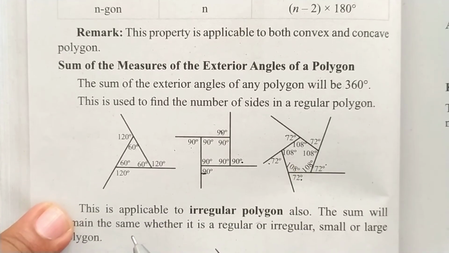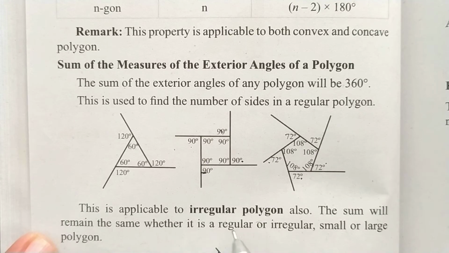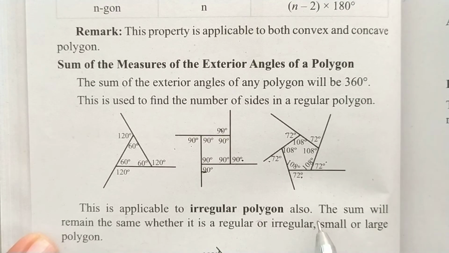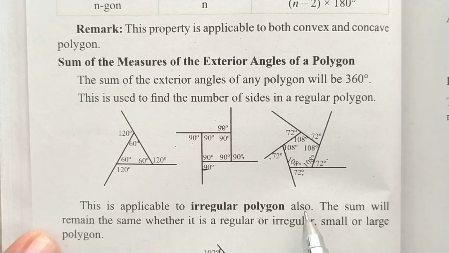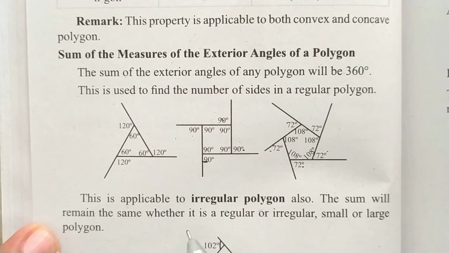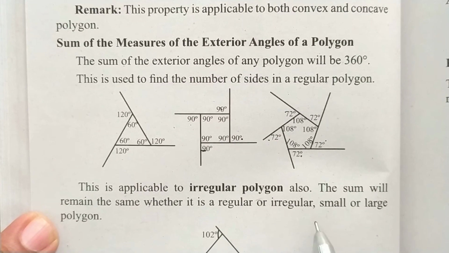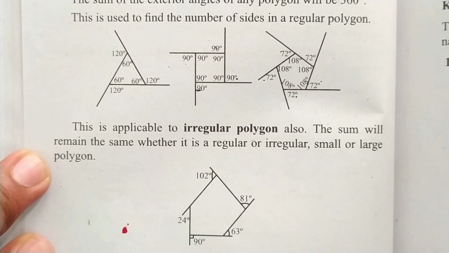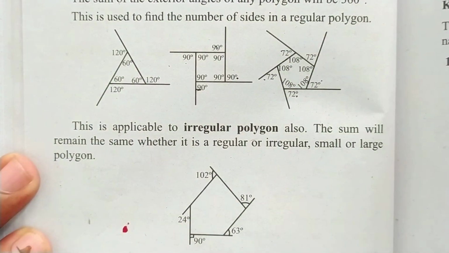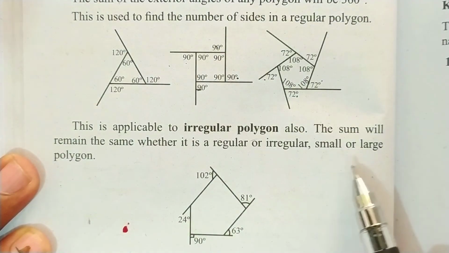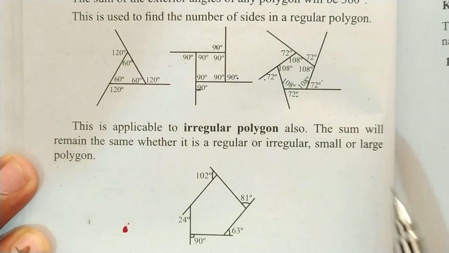Okay. Next point, this is applicable to irregular polygons also. The sum will remain the same whether it is a regular or irregular, small or large polygon. There will be no change. The sum is 360 degrees. It is applicable for irregular polygons also, whether regular or irregular, small or larger polygon.